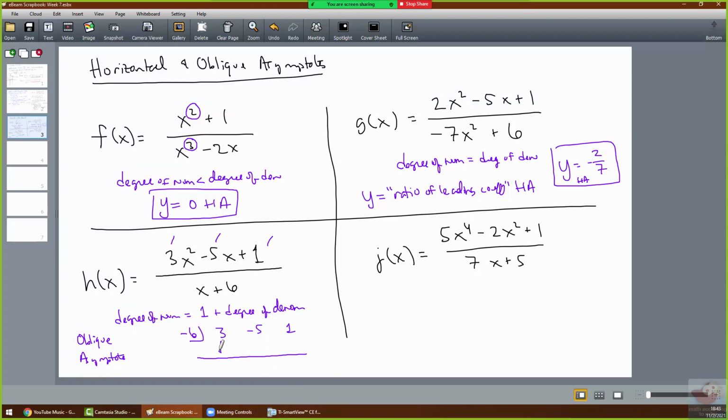You would drop the first number, multiply by what's in the box, add, and if all you're finding is the oblique asymptote, stop. You don't need to go as far as the remainder, because the oblique asymptote is brought to you by the quotient. So in this case, it's y equals 3x minus 23 would be the oblique asymptote.